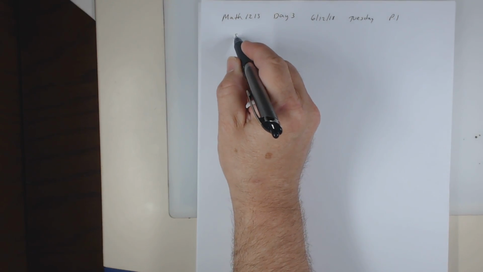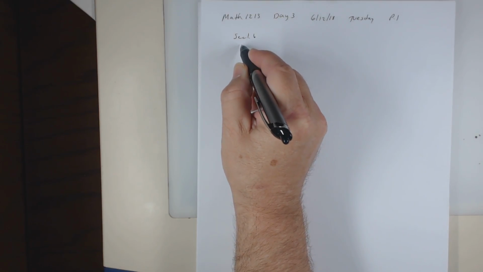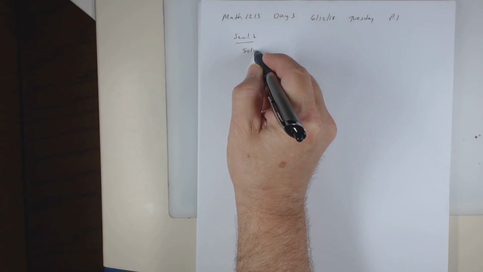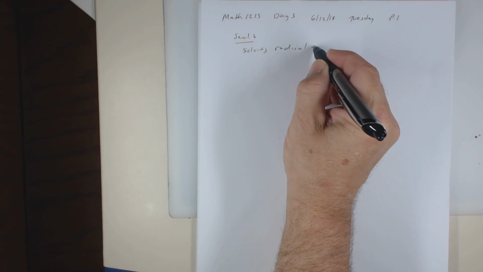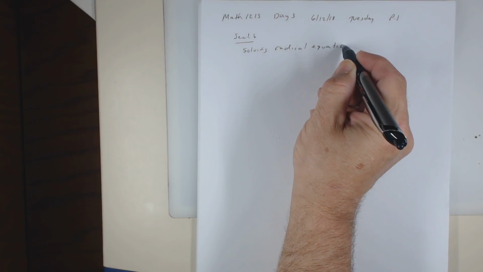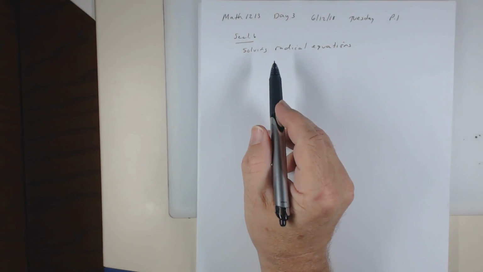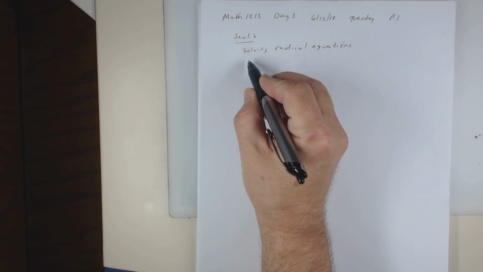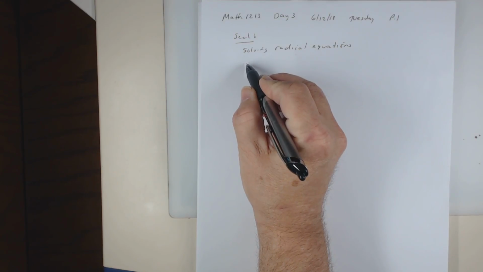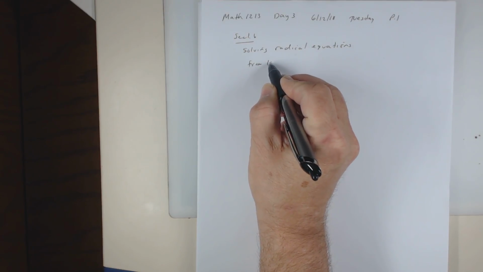In section 1.6, this part is where we're solving radical equations. Now, remember when we first started this, we talked about something that you had last semester. The one from last semester was something like this.